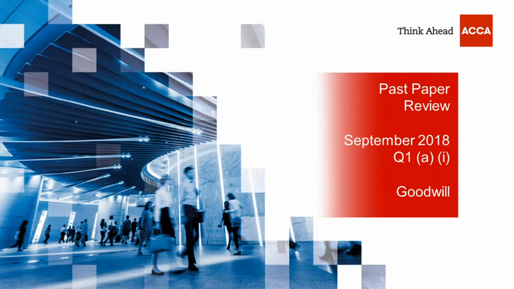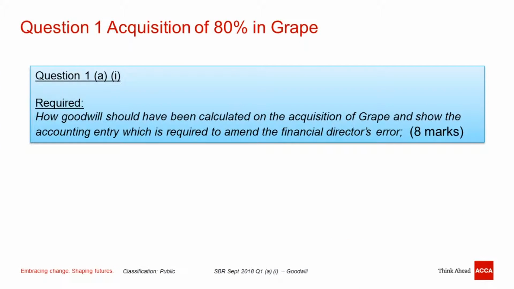I would like to do a past paper review. It is question 1 of September 2018 about goodwill calculation. Let's take a look at the question.